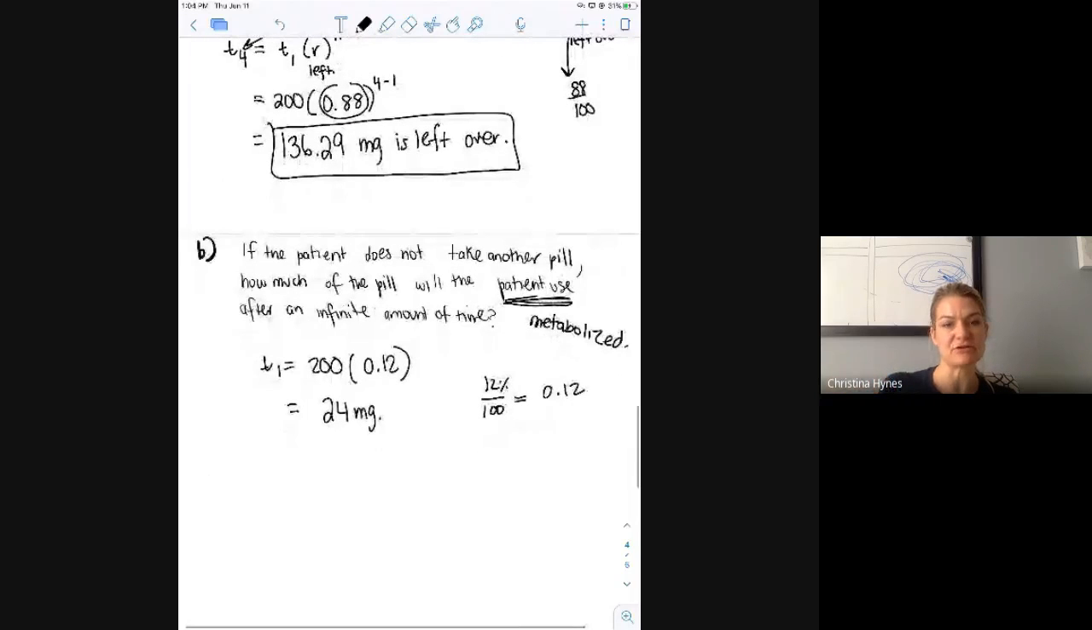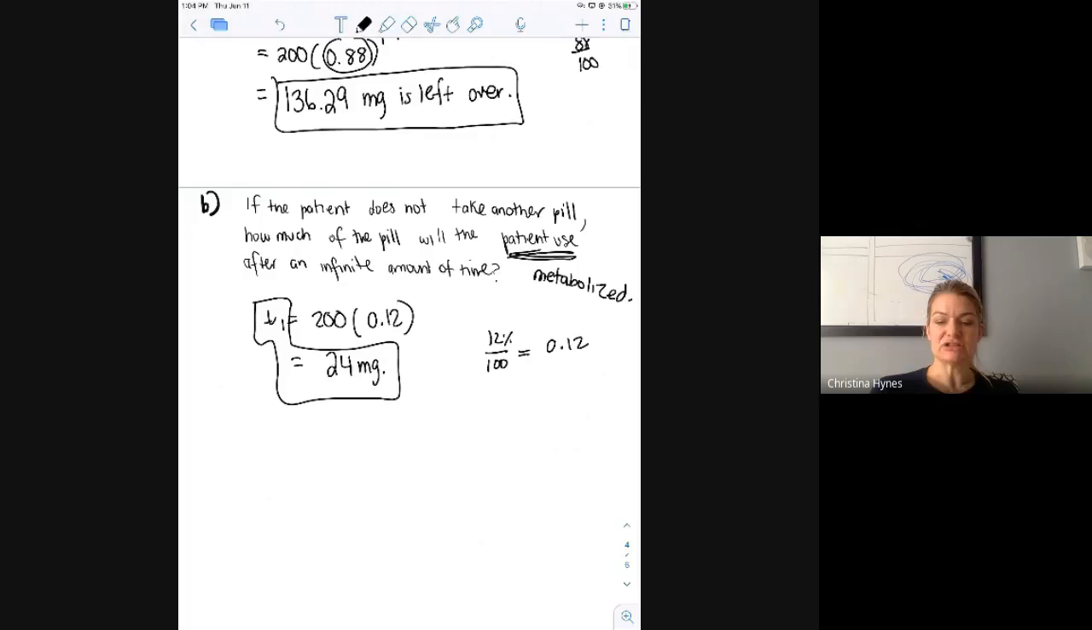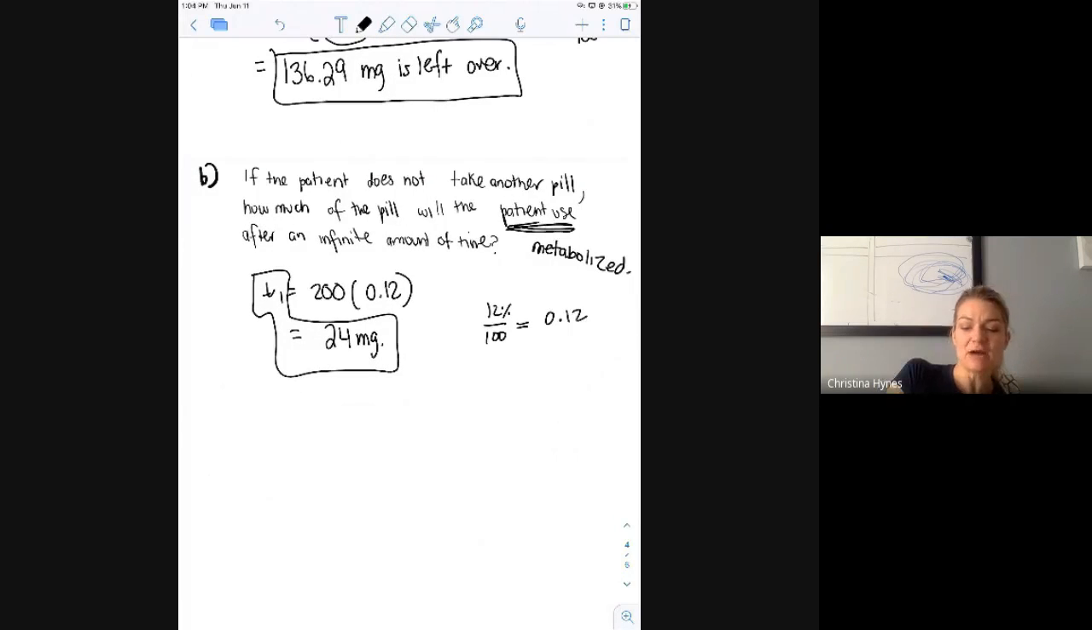Okay, so it becomes a different kind of question, and that's why we have to switch and find this information first before we continue. So it's not about what is left over, it's about metabolized now. So now that we know our first term, they want to know the infinite amount of time of the patient's usage, how much pill has been used. So this is where we use the sum of the infinite equation. So the infinite sum is equal to always T1 over 1 minus R. So it's a really simple equation to use.